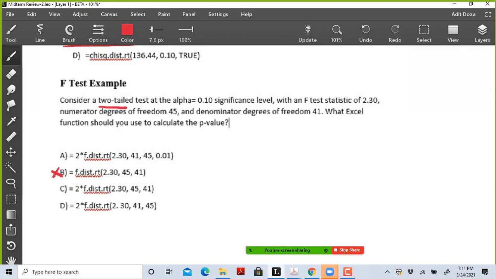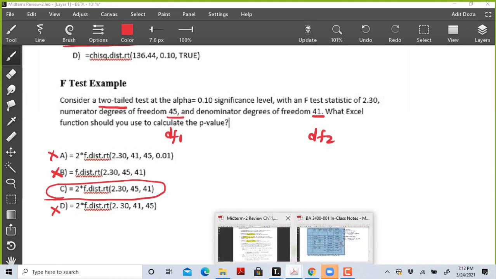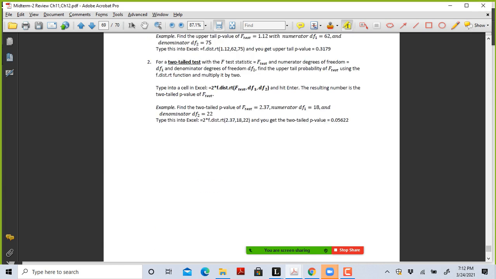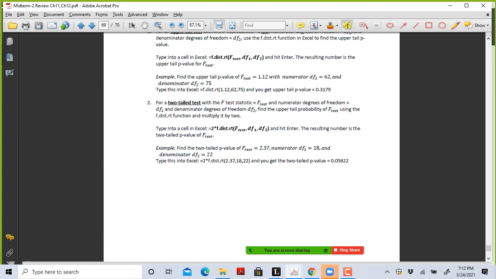Now I know degrees of freedom for the first one, df1, is 45, df2 is 41. So A is cancelled because the first one is 41, it doesn't follow the order. D is also cancelled because df1 is 45. So the only valid one remaining is C. Okay, and if you want to verify, you can go to the formula sheet for the F-test. For a two-tailed test, this is the formula.